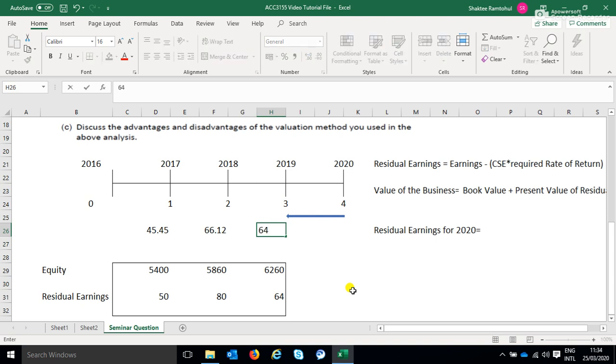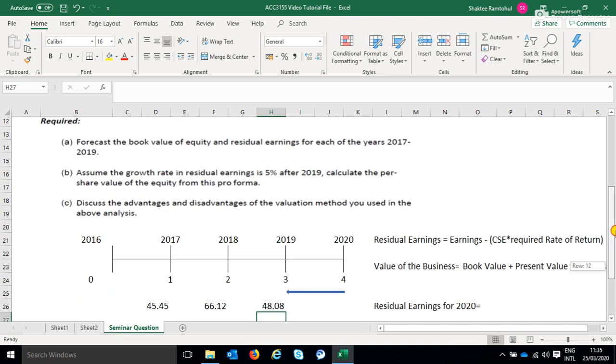So 64 equals 64 divided by 1.1. Remember, 10% is our required rate of return, so 1.1 to the power of 3. And that gives us 48.08. Now, what's going to happen as from year 2019 onwards?